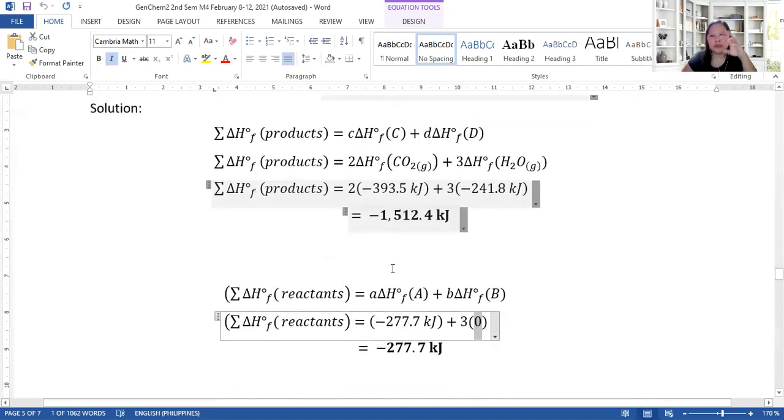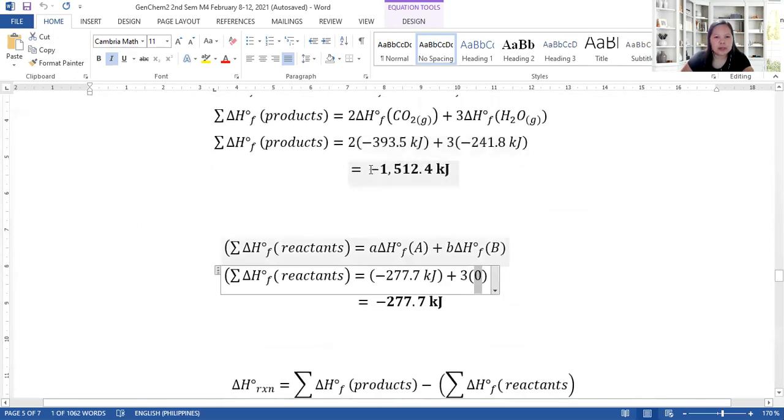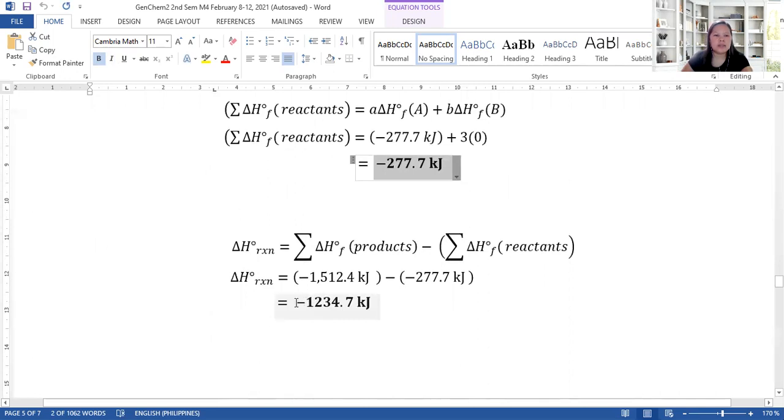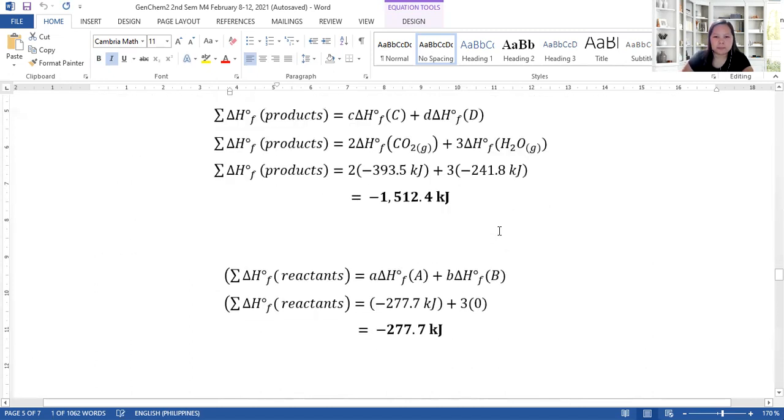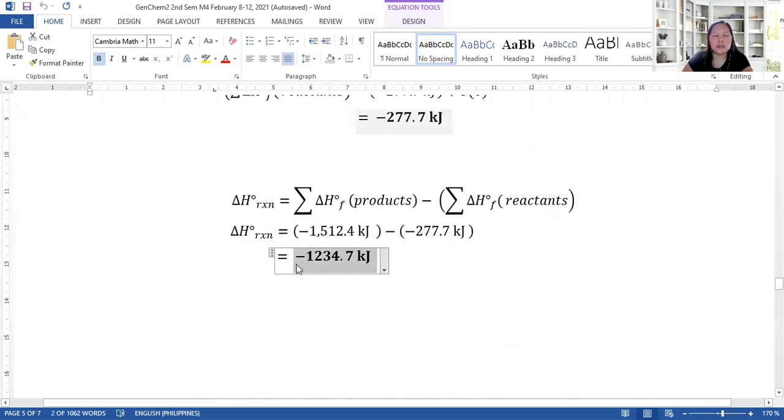And then for the sum of the products and the reactants, you will get their difference so that we can get the standard enthalpy of the reaction. So we have for the products negative 1,512.4 kilojoule, and for the reactants negative 277.7 kilojoule. We subtract them, and we got negative 1,234.7 kilojoule. This is the standard enthalpy of the reaction of ethanol plus oxygen producing carbon dioxide and water. Since the answer is negative 1,234.7, it means this reaction is exothermic, because it has a negative sign.